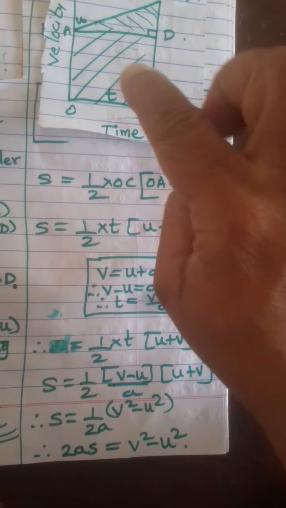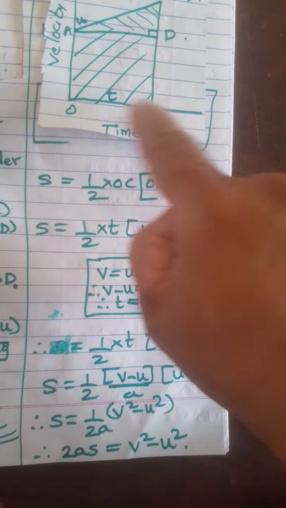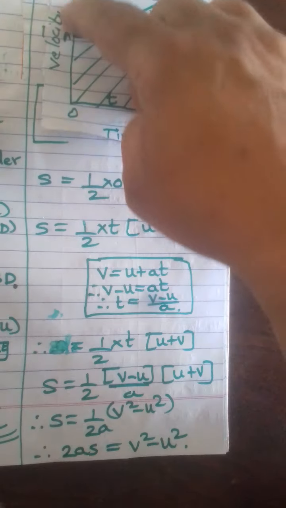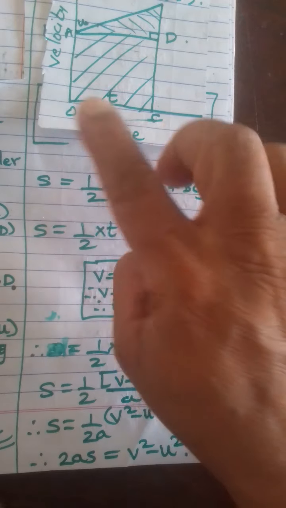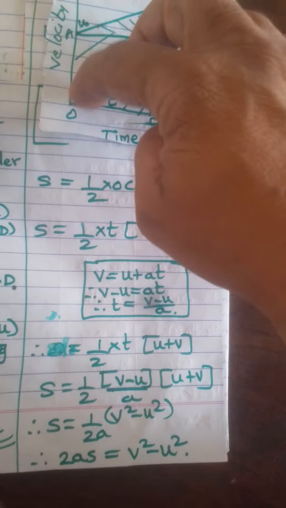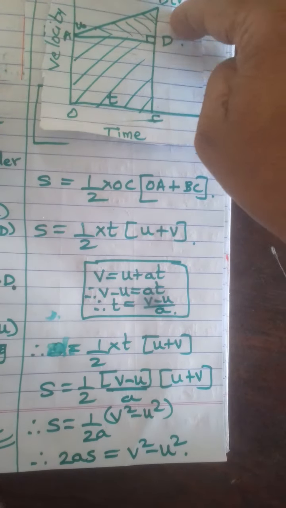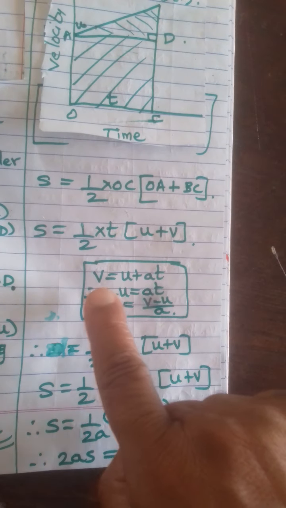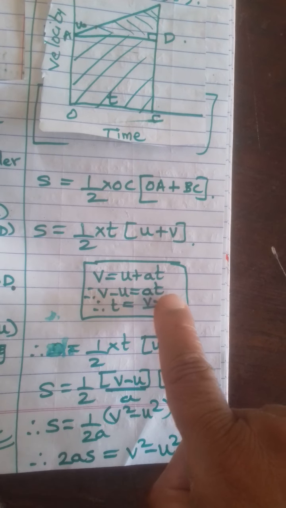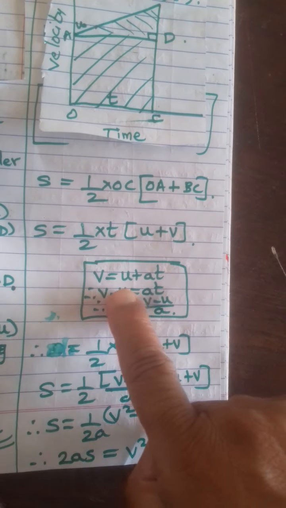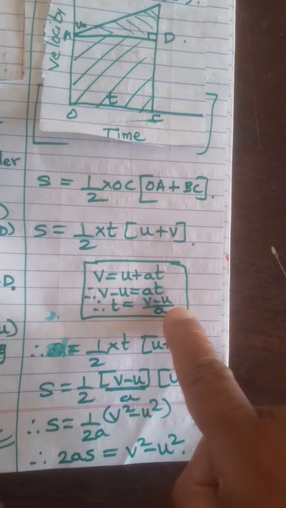So now distance S is equal to half H, the perpendicular distance between the parallel lines, is OC, and the parallel sides are OA and BC. So S is equal to half into OC plus... OA plus BC. OC is T, OA is U, and BC is V. But V is equal to U plus AT, this is the first equation of motion. So V minus U is equal to AT, so T is equal to V minus U upon A. So in place of T, we will write V minus U upon A.